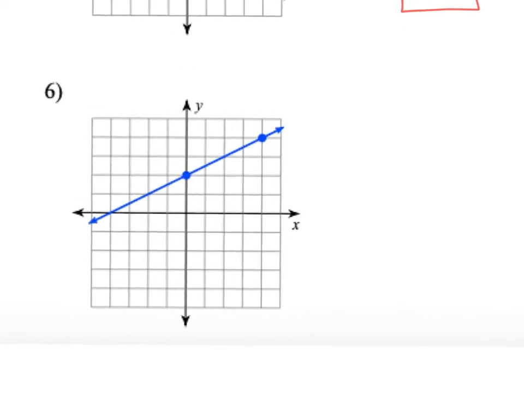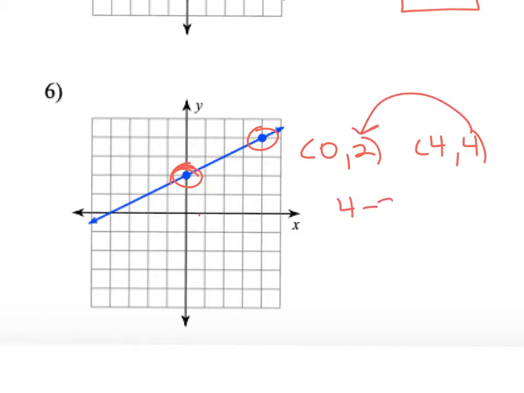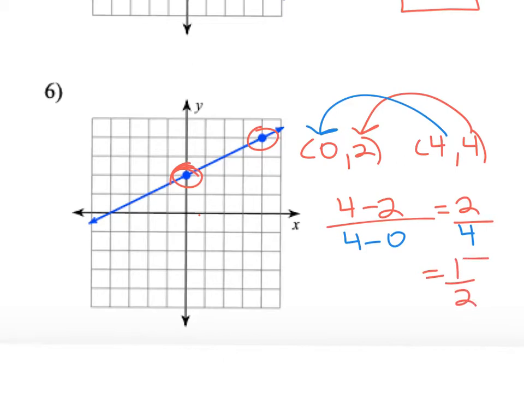Let's try number 6. So I've got 2 points on my line. Again, my slope is to find how steep my line is. And my first point is 0, 2. And my last point is 4, 4. So again, to find my slope, I'm going to do my change in y, so 4 minus 2. Remember that your last part of each point is your y value, over my change in x, or 4 minus 0. So I know that 4 minus 2 is 2, and 4 minus 0 is 4, and 2 over 4 is the same as 1/2.